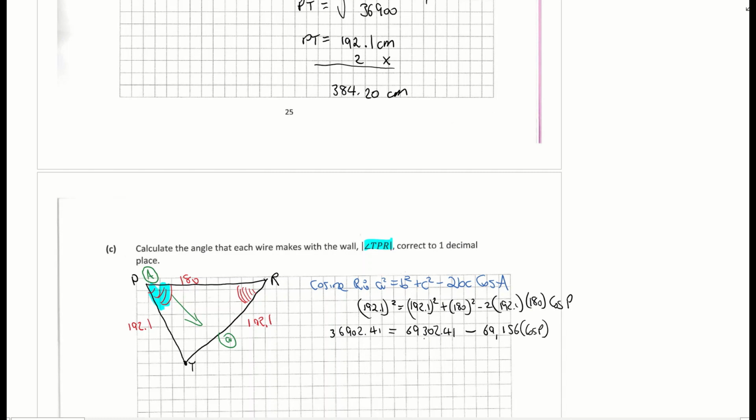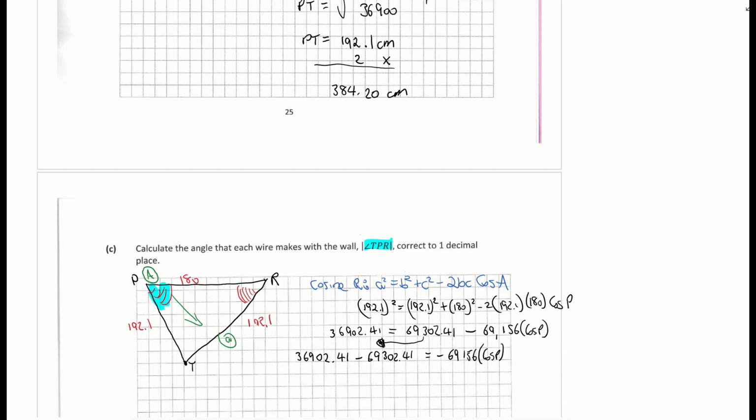I'm then going to subtract 69,302 from both sides, or basically moving it over to the left. So that's giving me 36,902.41 subtract 69,302.41 is equal to negative 69,156 times cos of P. Just make sure now you don't subtract these from each other, because you have to do what's multiplying first. And see here, this has been multiplied, so that's why we can't subtract them.